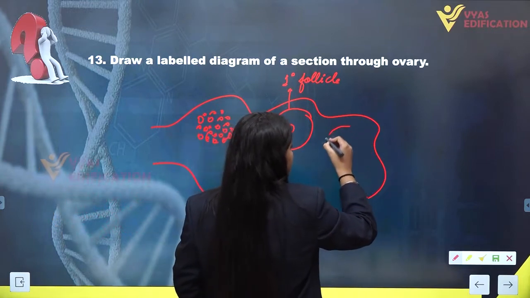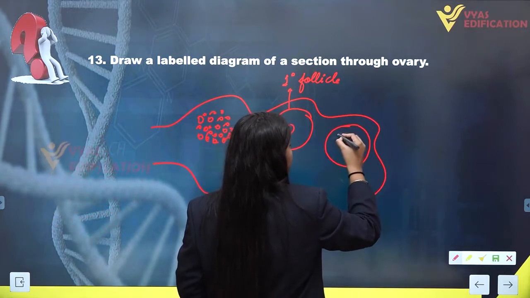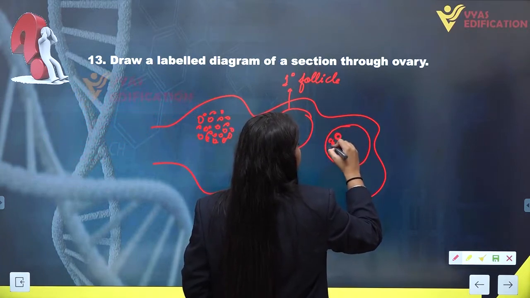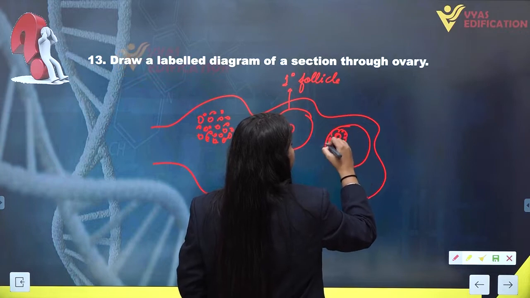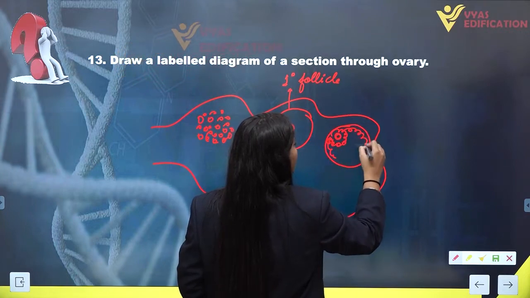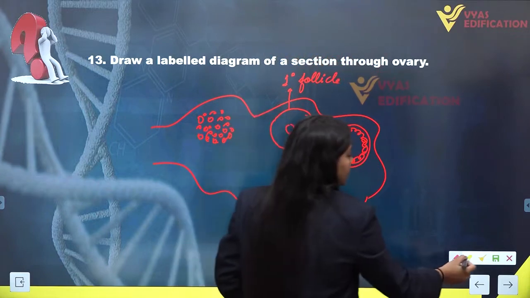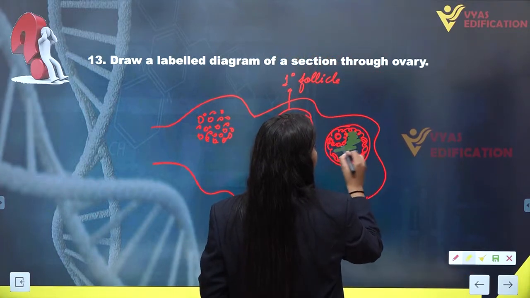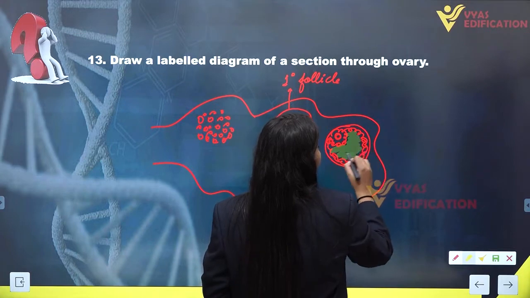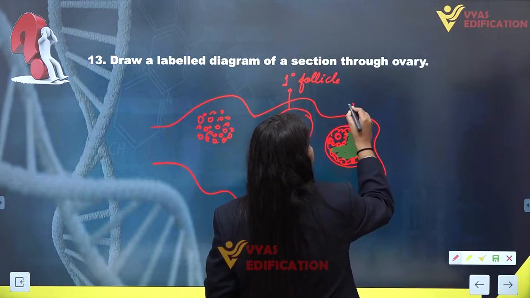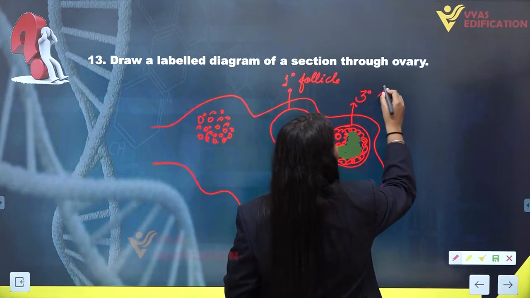Let's make here a tertiary follicle over here. Tertiary follicle, which is having our secondary oocyte, granulosa cells, then a fluid-filled cavity over here. The fluid-filled cavity in yellow color you can see. This fluid-filled cavity is showing antrum. So we can mark this as the tertiary follicle.